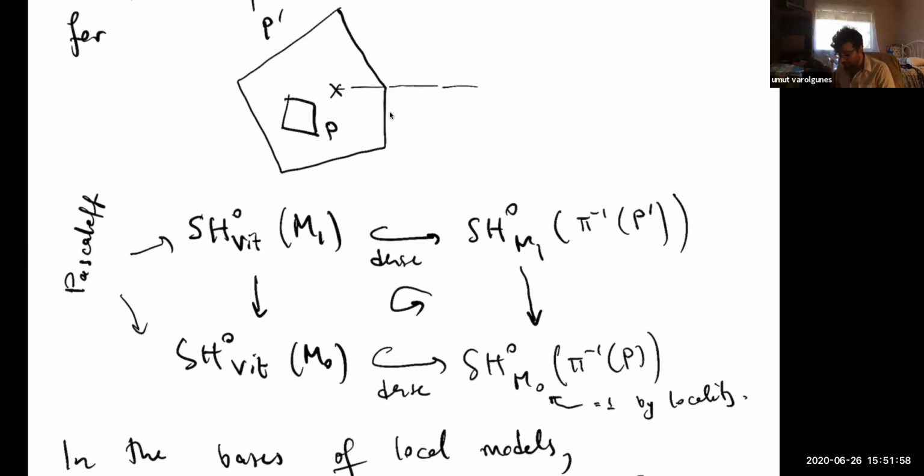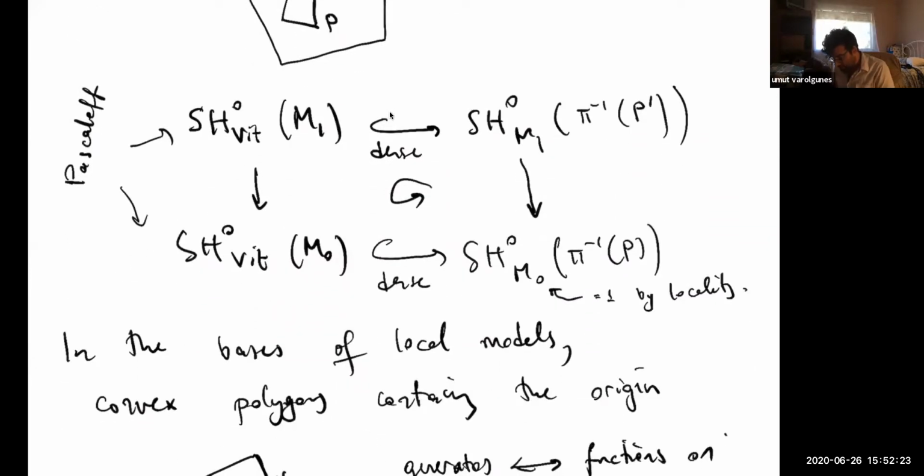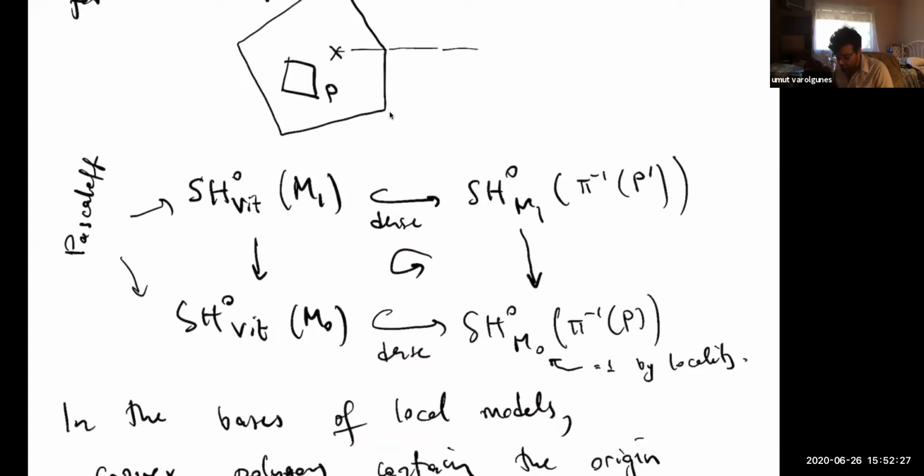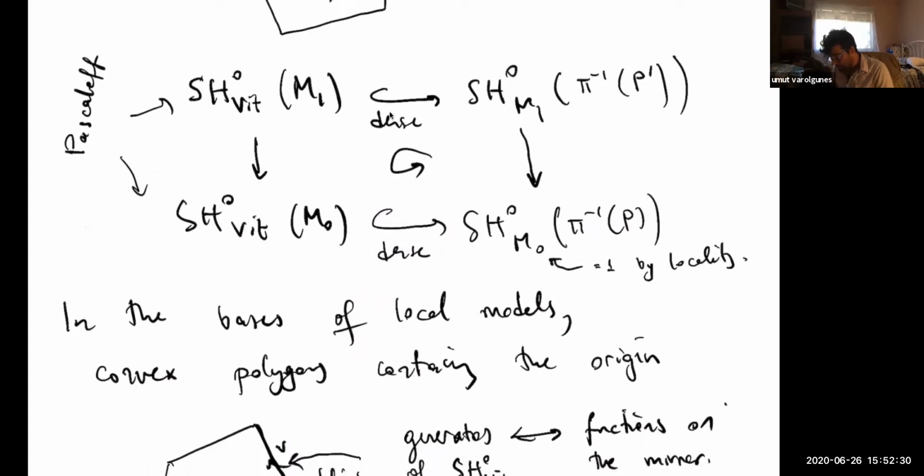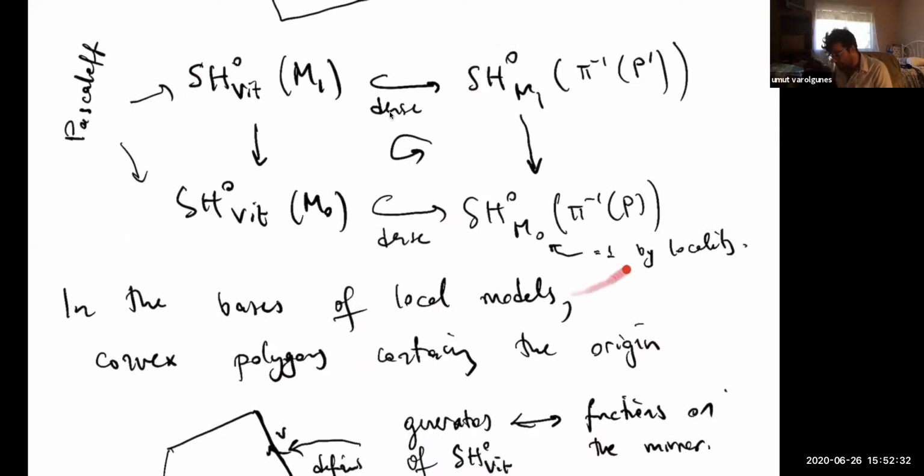What I claim is that if you consider P prime, which is some convex polygon that contains the origin, then the Viterbo symplectic cohomology SH0, with Novikov field coefficients, should be dense inside this. I'll try to give you some reasoning why. The same thing should be true for the model for the less singular point, and this map should determine all these maps.